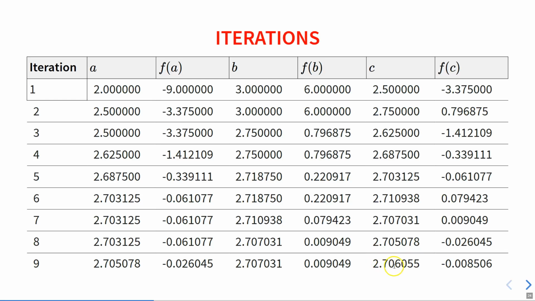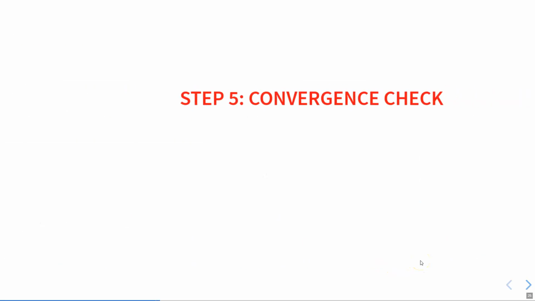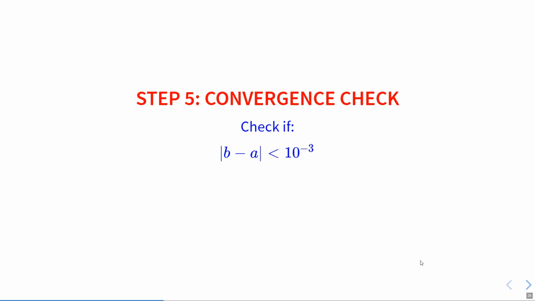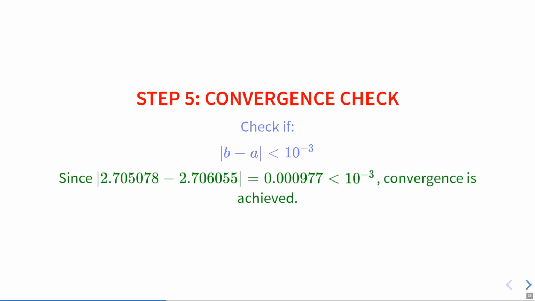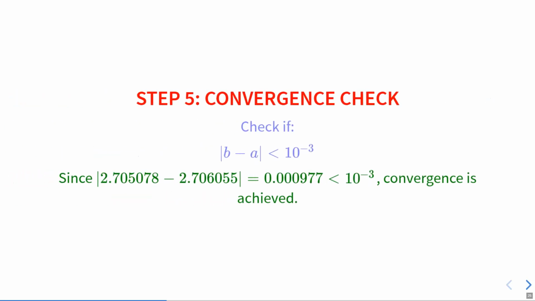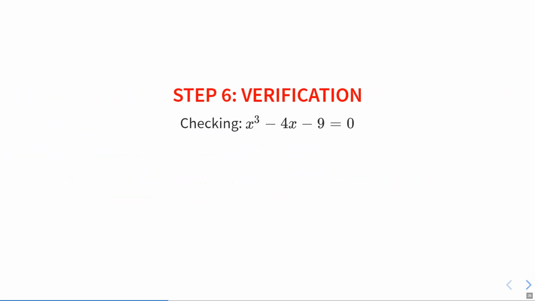The root is 2.706055. Now the convergence check: b minus a, where b is 2.705078 and a is 2.706055. If you check iterations 8 and 9 and take the difference b minus a and its mod value, it is 0.000977, which is less than 10 to the power minus 3. Convergence is achieved. So now the root is 2.706055.